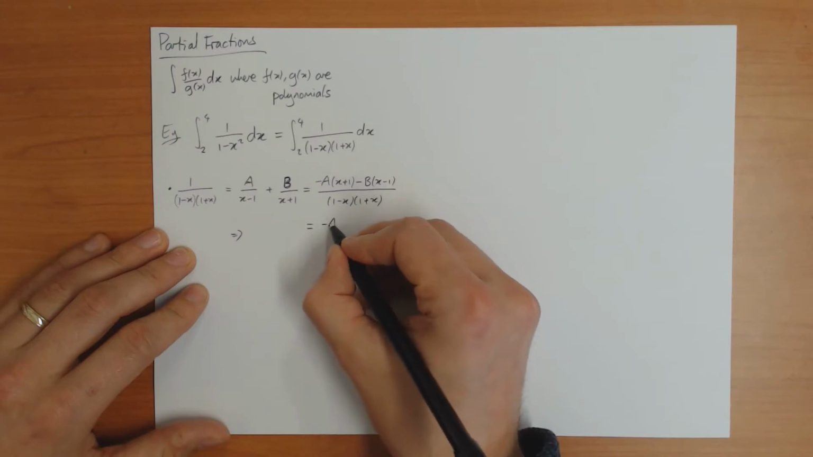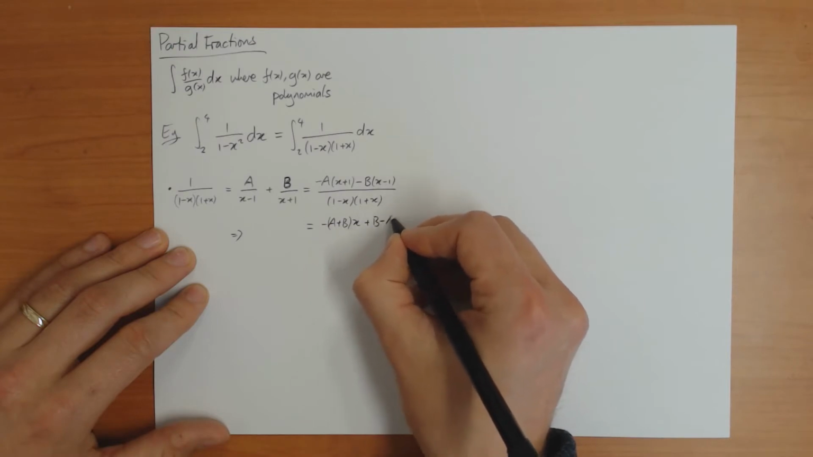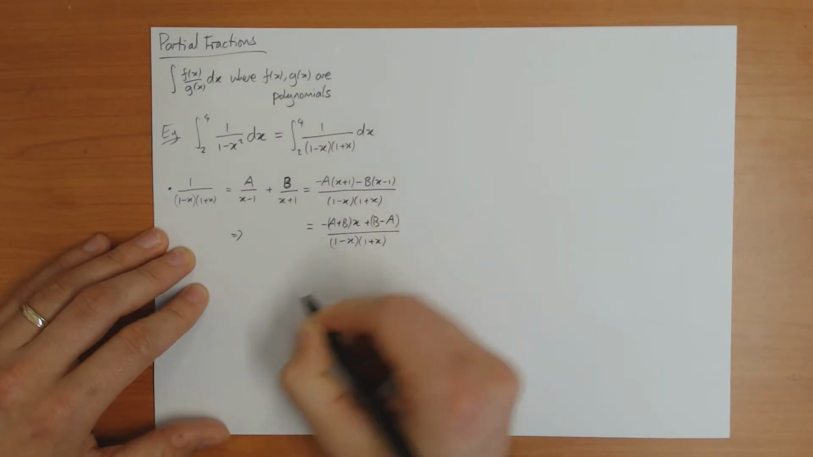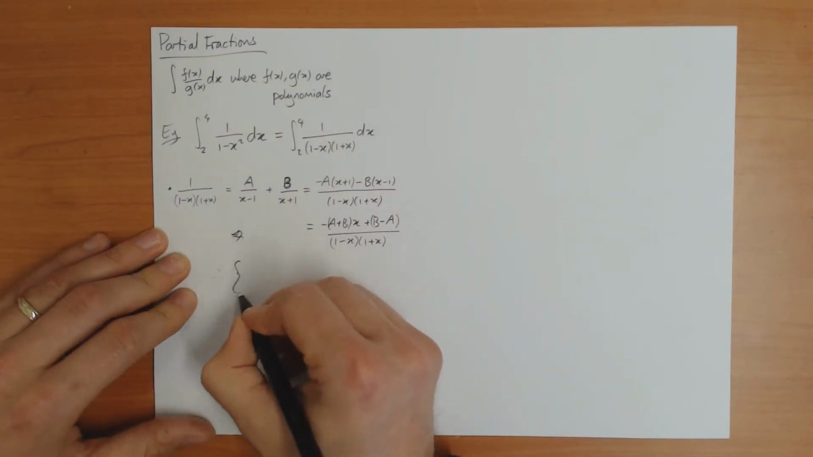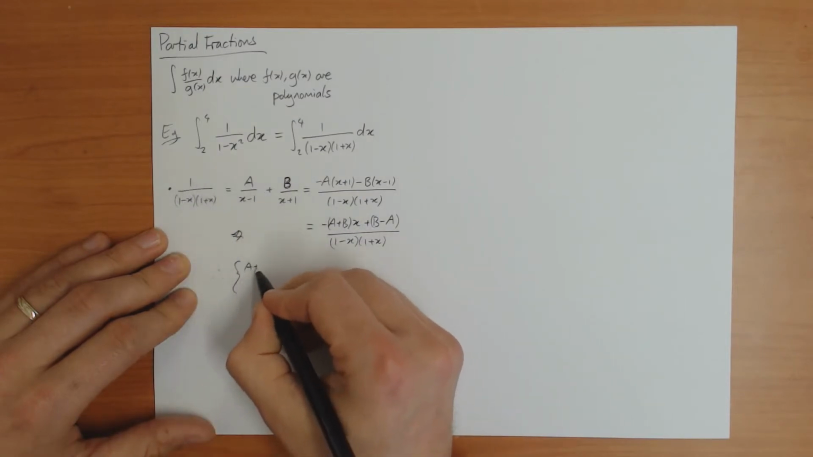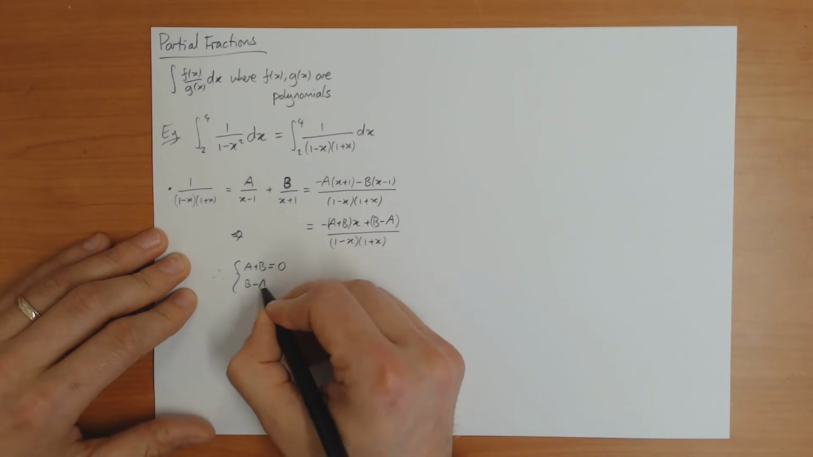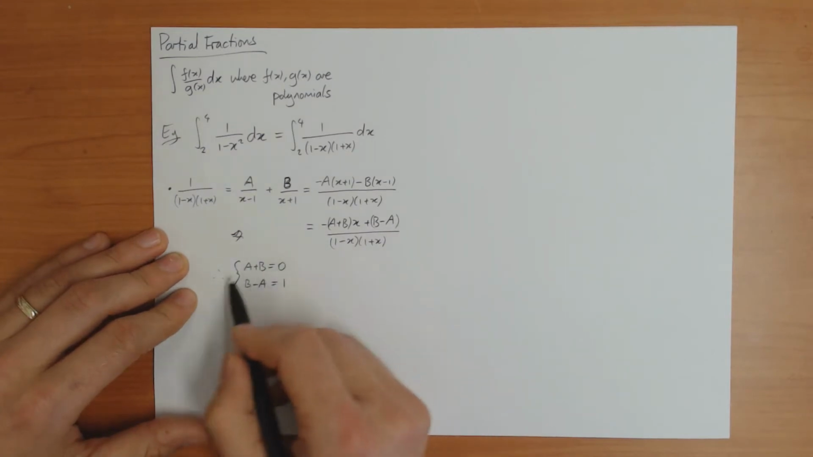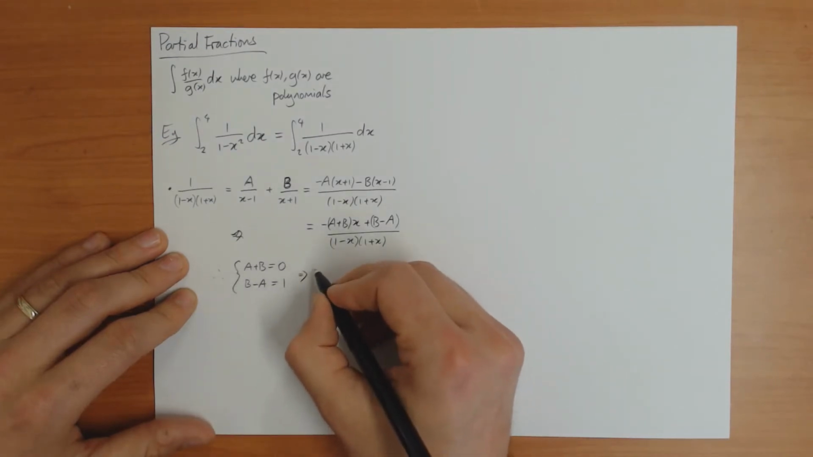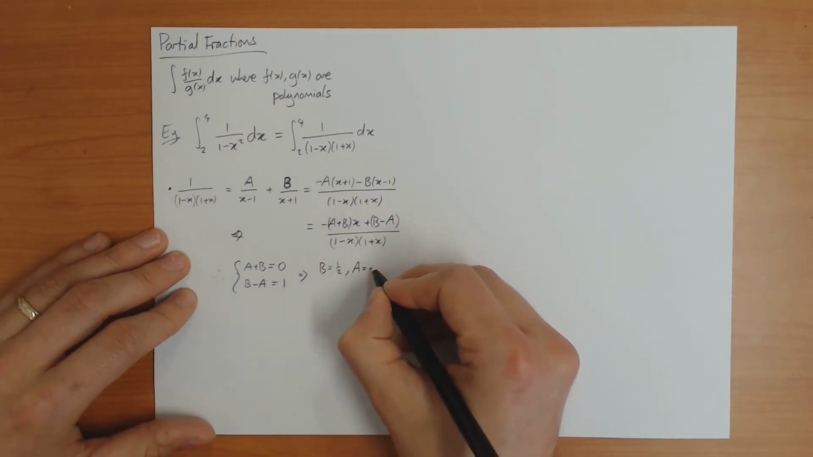So this is equal to minus a plus b times x, plus b minus a, over 1 minus x times 1 plus x. Therefore we need a plus b to be 0, because I don't have any x's up here, and b minus a needs to be equal to 1. So you have some simultaneous equations for a and b to solve, which are not difficult. The solution here is that b is a half and a is minus a half.